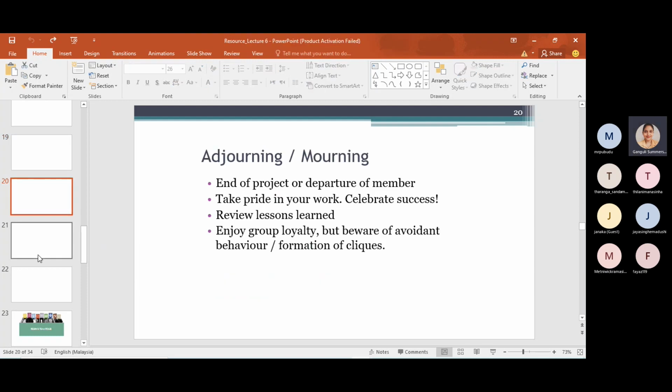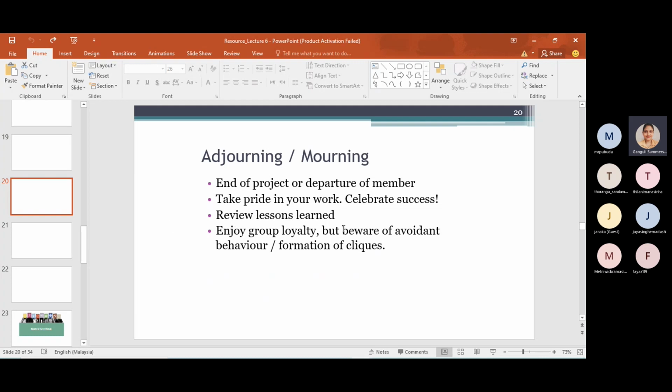Okay, and the final stage in Tuckman's group team development theory is adjourning. Adjourning means the end of the project. This is the stage where you reach the end of your project. You take pride in your work, you celebrate successes, and if you have any failures, you study your failures and review the lessons that you can learn from them. You enjoy the loyalty provided by all the team members. These are the things that happen during the adjourning stage.